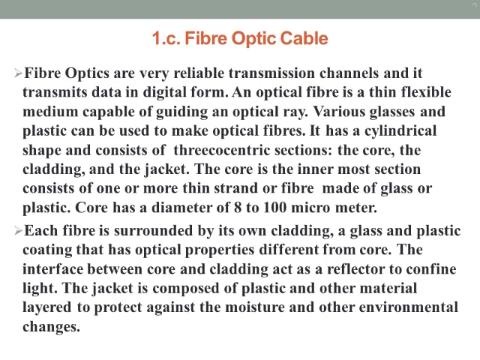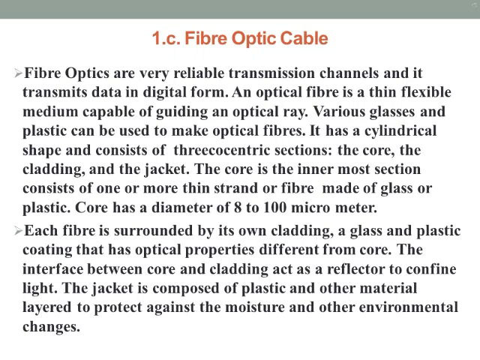Various glasses and plastics can be used to make optical fibers. It has a cylindrical shape and consists of 3 concentric sections: the core, the cladding, and the jacket. The core is the innermost section, consists of one or more thin strand or fiber made of glass or plastic. Core has a diameter of 8 to 100 micrometer.